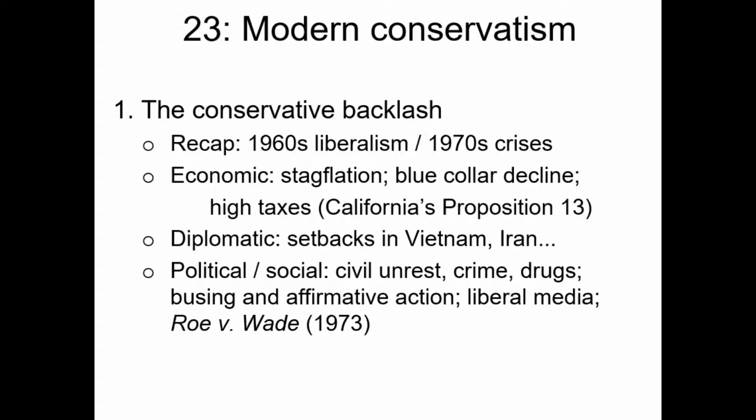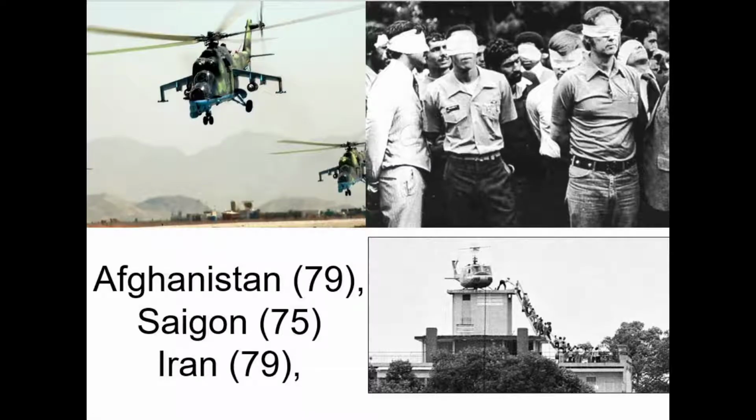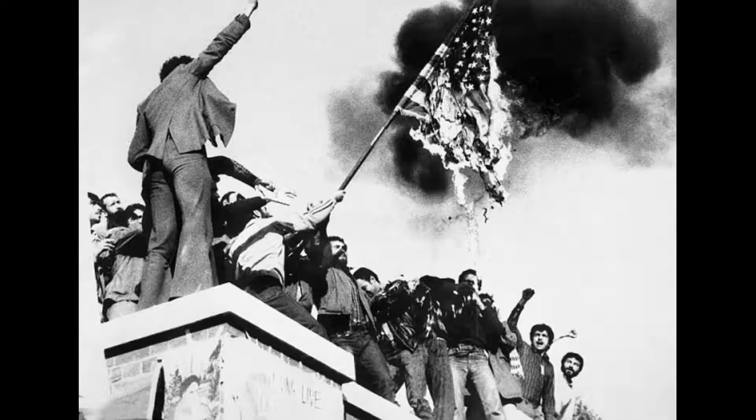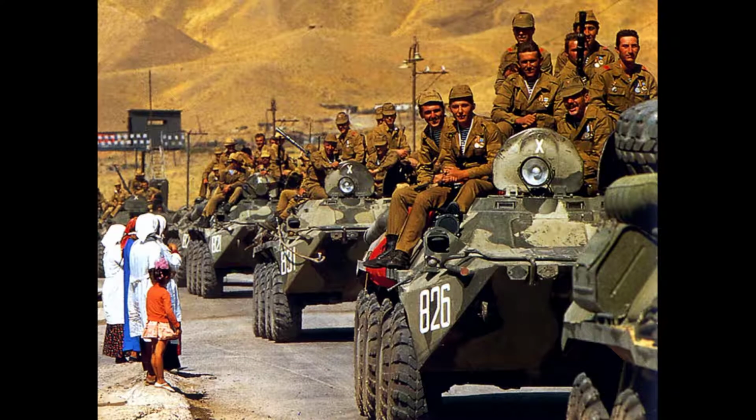In the foreign policy arena, conservatives were also mad because of all the diplomatic setbacks that we covered in the last lecture. As you remember, the U.S. lost control of Iran in 79, as well as Afghanistan and Nicaragua, and before that, the Vietnam War. So there was a sense that the U.S. was losing the Cold War with Russia.